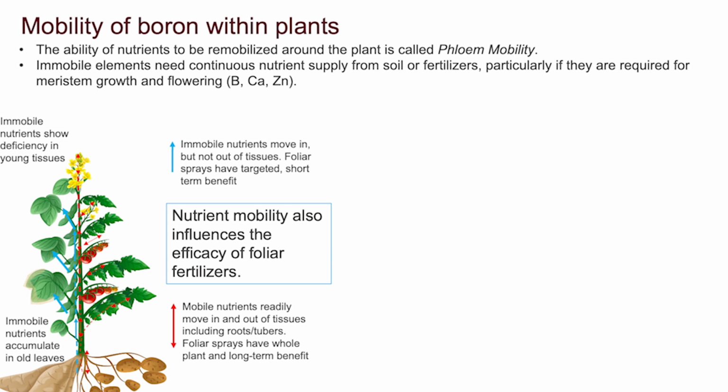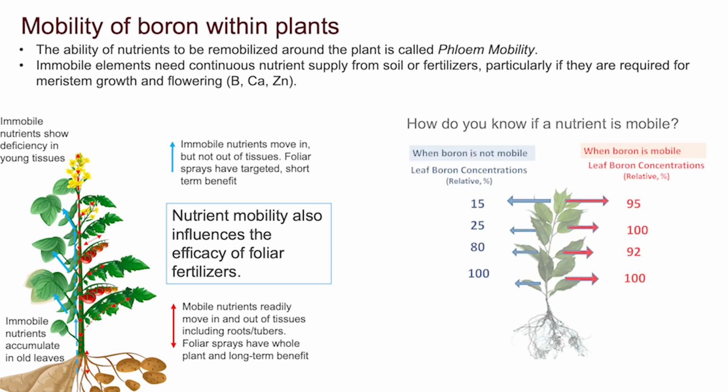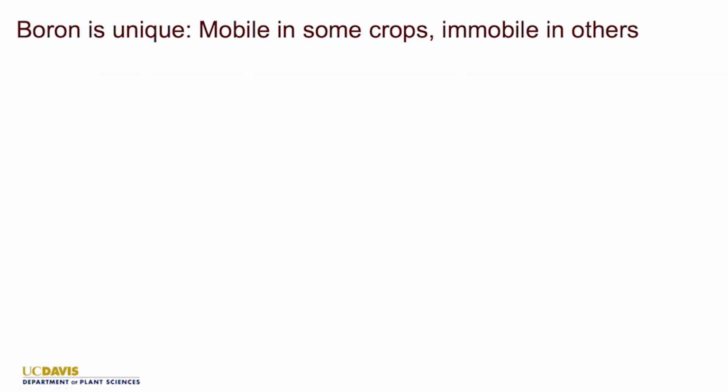Very simply, how do you ask the question, is a nutrient mobile or immobile? You can look at the distribution of nutrients in the shoot. If it's fairly uniform from top to bottom, it's generally a mobile nutrient. If it's highly concentrated in the oldest and lowest leaves, that's generally indications of an immobile element. Now, boron is the only element in which different crops, different cultivars behave differently.